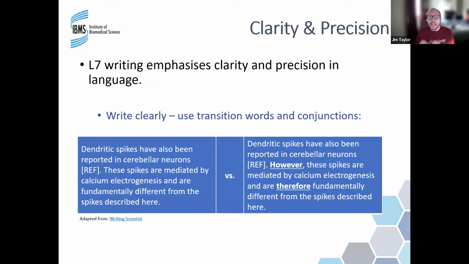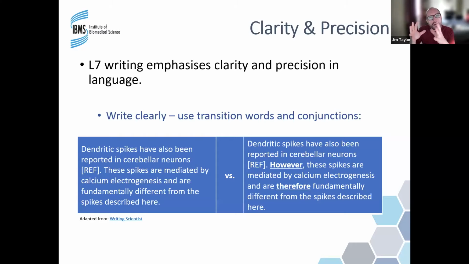Whereas on the right, the fact that the second sentence starts with the word however means that I, as the reader, am expecting that second sentence to give me a contradicting point or a different perspective. So I know that what's following is related to the first sentence, but fundamentally different in some kind of way. So the second sentence on the right, however, gives me that contrast. It gives me that comparator. The use of the word therefore in that second sentence tells me that I'm actually making a conclusion.